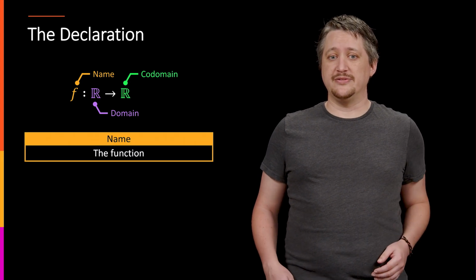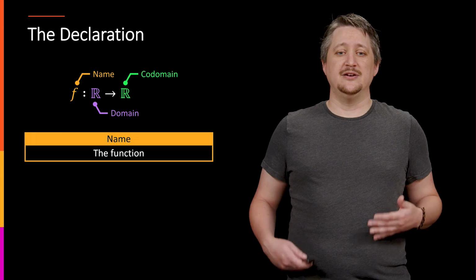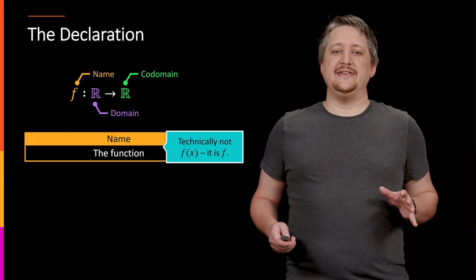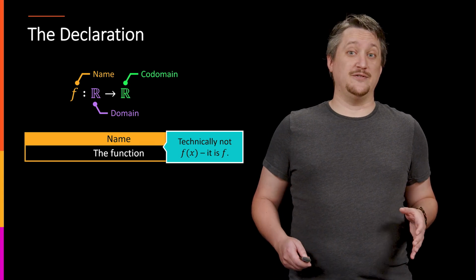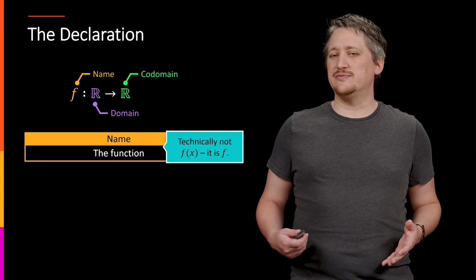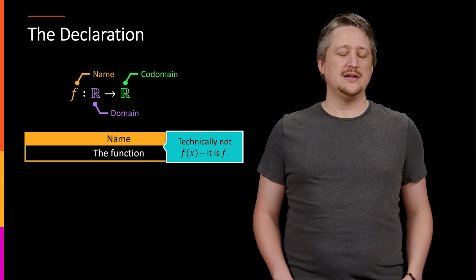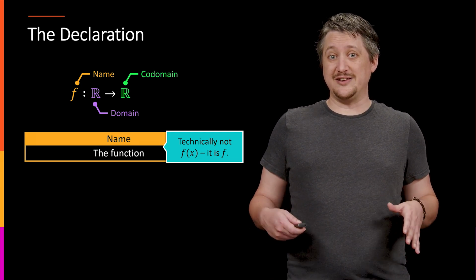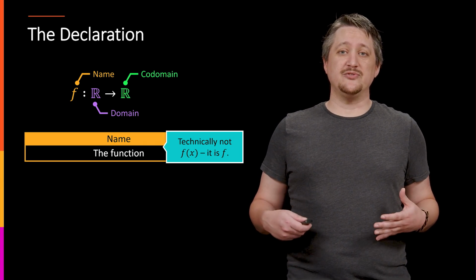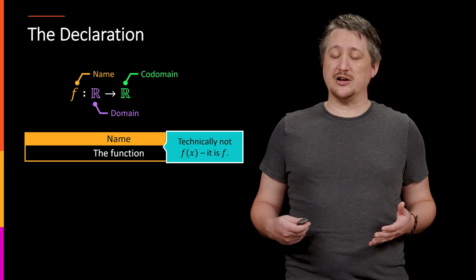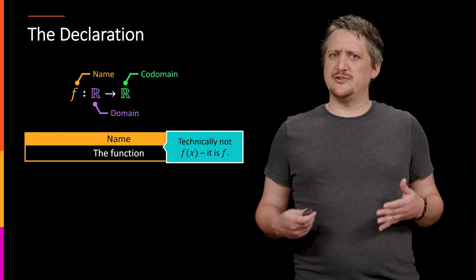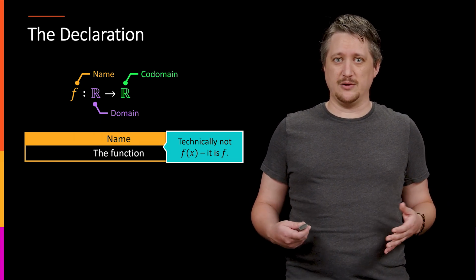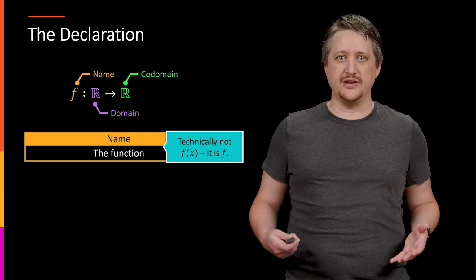So again, that first bit, the name, the f, that's what we call the function. Now, technically speaking, the name of the function is f, not f of x, even though that's usually how we say it casually. For the sake of this class, or at least this set of videos that I'm in, I'm going to be using f of x interchangeably with f when I talk about functions. But some professors in other classes may be very particular about this. So just know that that's a thing, and if it comes up, ask your professor which one they prefer.